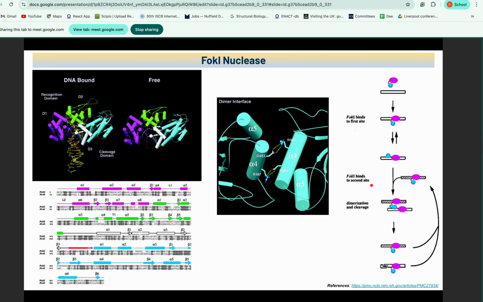Now Fok1 binds to the second site. Similarly, the second Fok1 will come and bind to the second site. Second site means in the second strand, which is the 3' strand, it will bind. Now both of them will interact with each other with the help of their C-terminal domain.